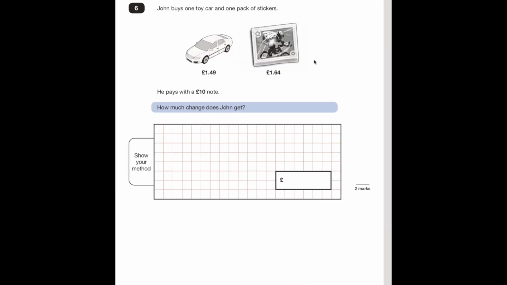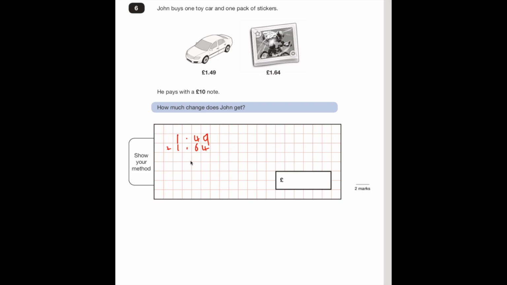Number 6, John buys 1 toy car and 1 pack of stickers. He pays with a £10 note. How much change does he get? Very simple, this question. It is 2 marks, so we need to show our working out. We need to add £1.49, the price of a car, and £1.64, the price of stickers, and then we can work out how much change you get. So first step, add these up.